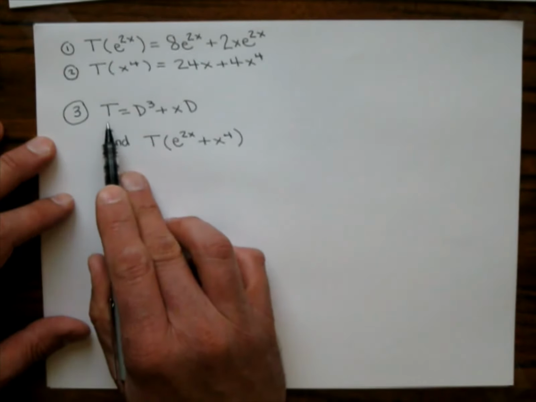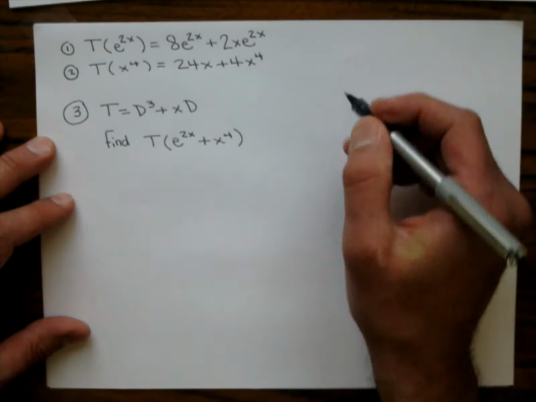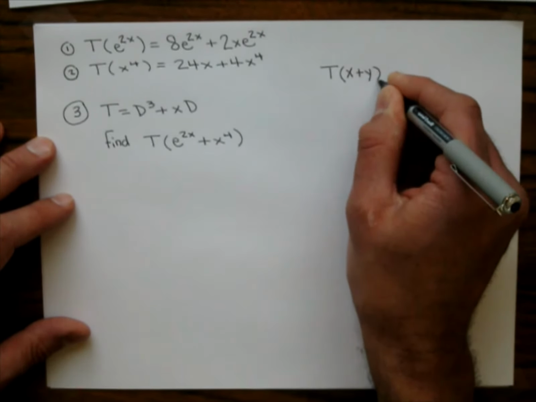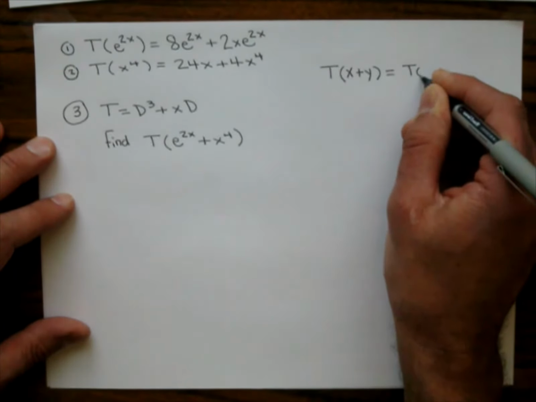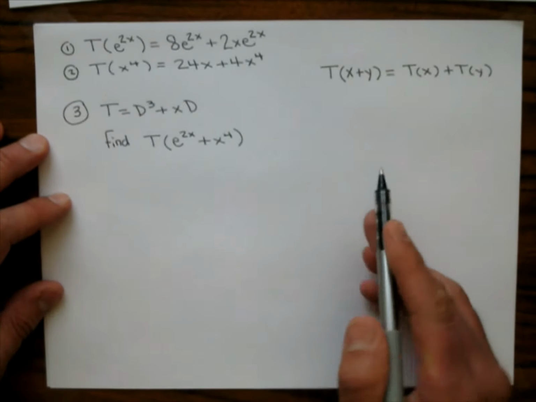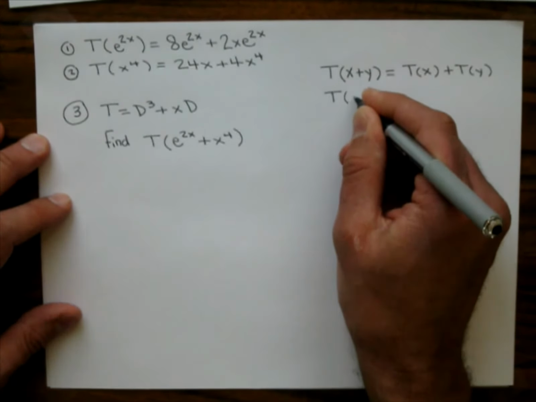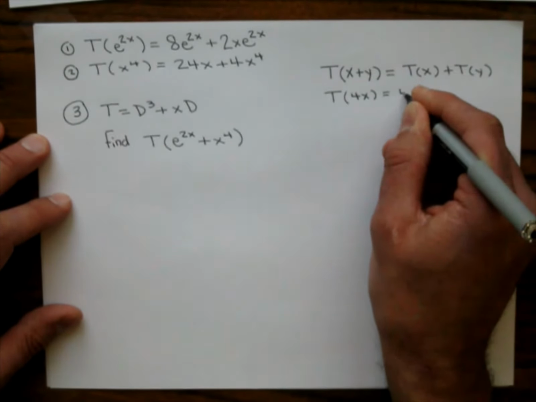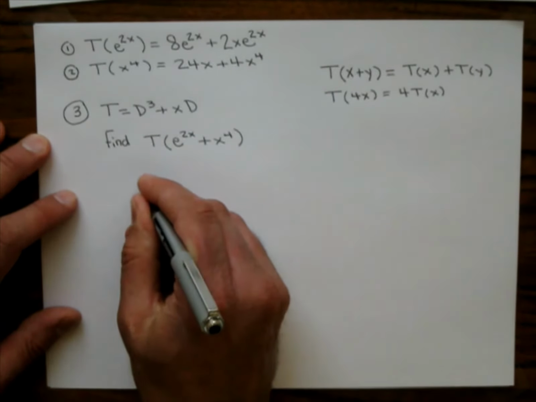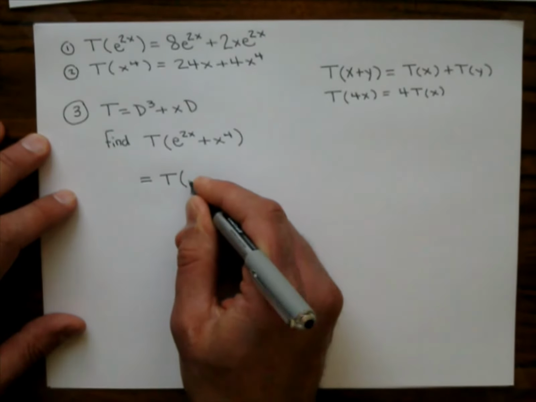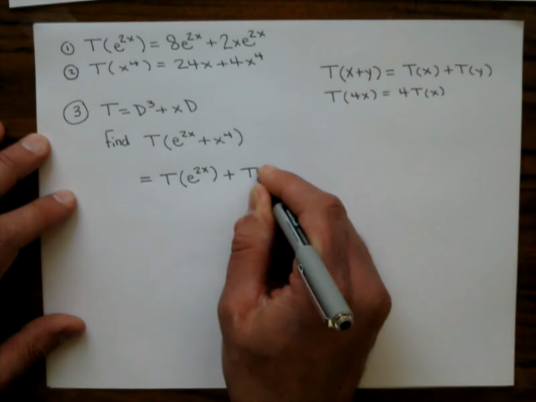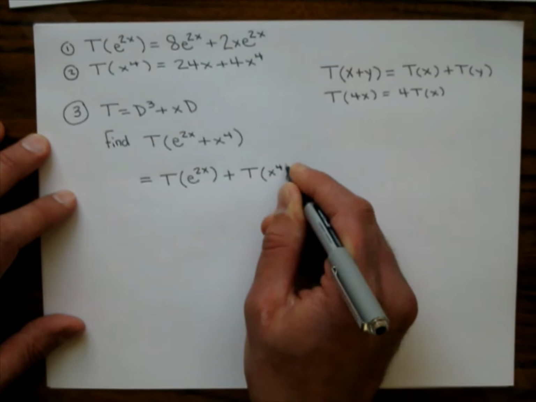Now remember what t is. T is a linear transformation, which means you can do all the things that you want it to do when you first learn functions. Because it's a linear transformation, it has these linearity properties. Look at that. You can do that. And you can also do t of 4x is the same as 4t of x. Okay, so that's what we're going to do here. We're going to write this as t of e to the 2x plus t of x to the 4th.